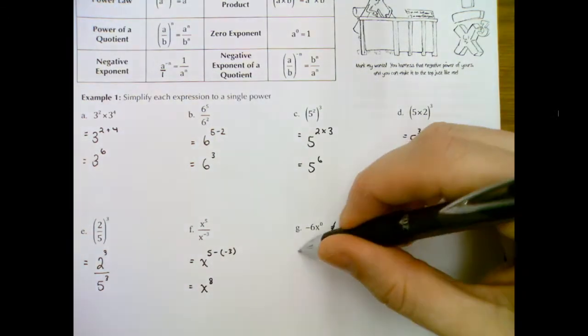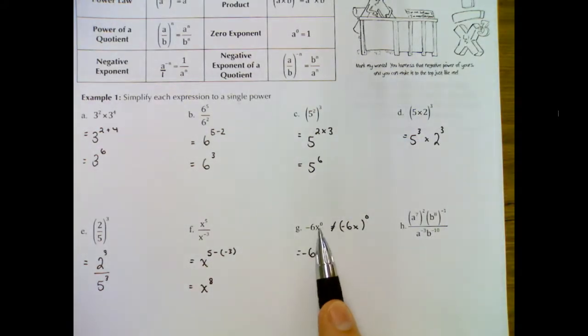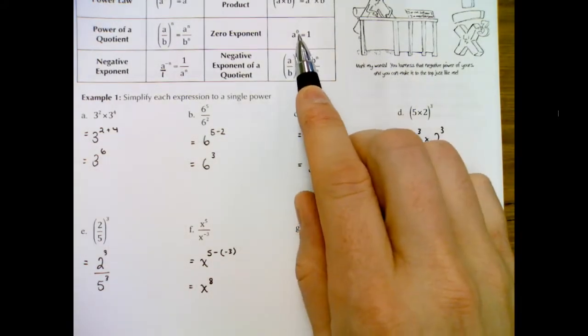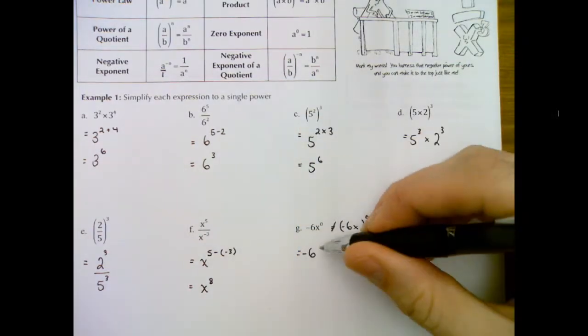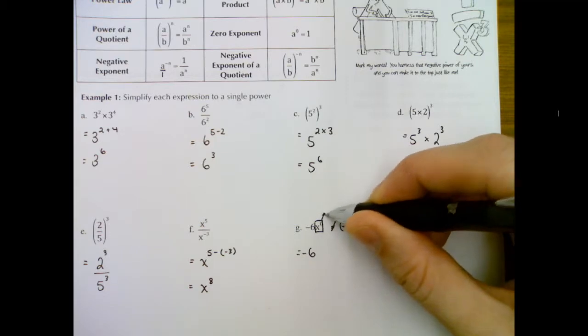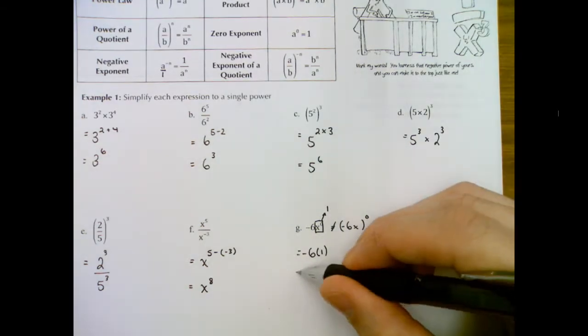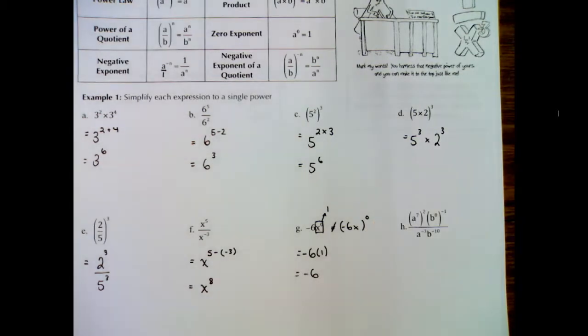So our answer is negative 6, and when you have something raised to the exponent 0, the answer is 1. So that x to the exponent 0 part, that's the part that's 1. So we get negative 6 times 1. And we can simplify that to just negative 6.